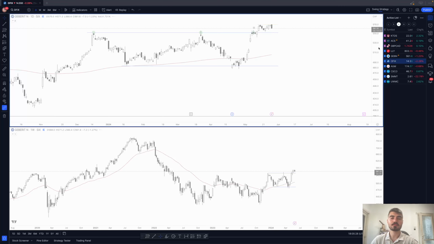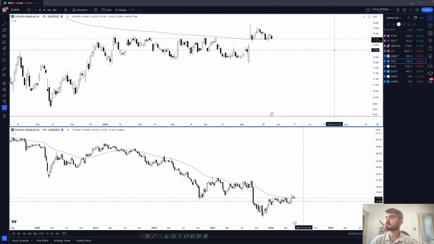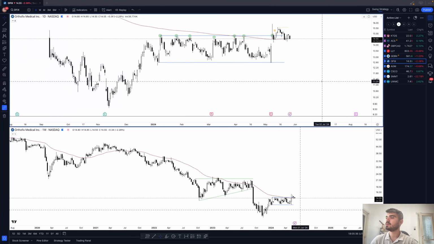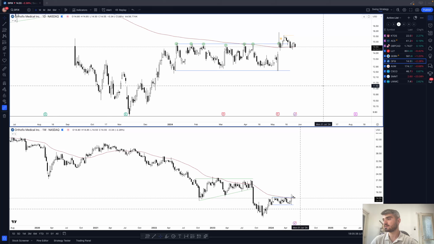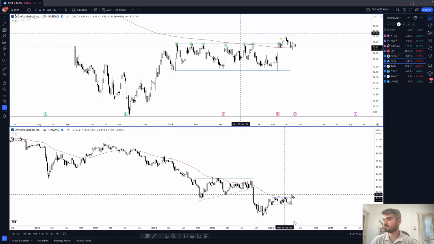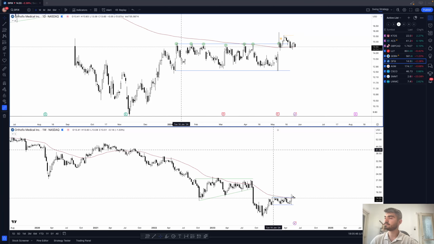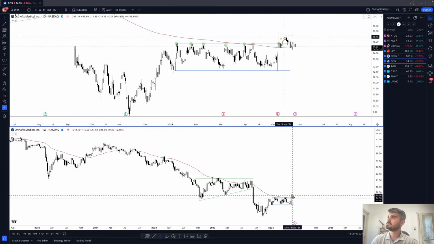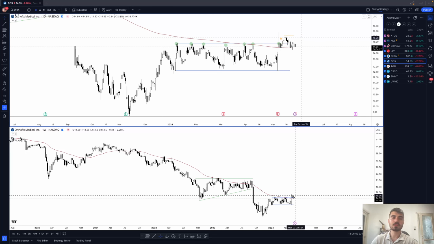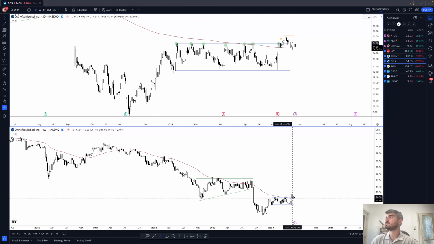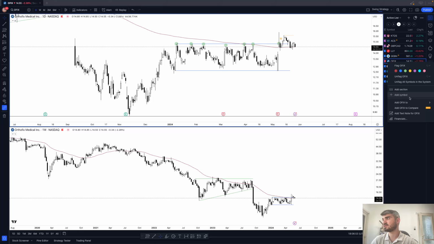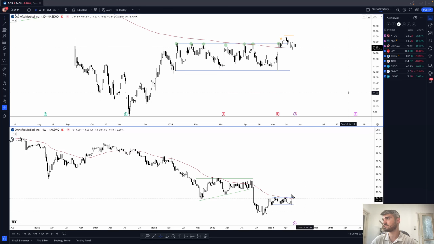OFIX, this is another rectangle reversal once again, guys. Yeah, so once again it's trying to break, coming back within the pattern. It is actually a setup that needed to be moved to the short list.